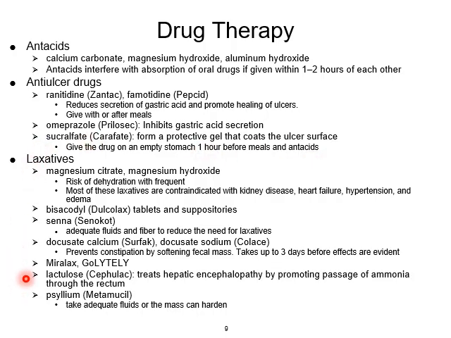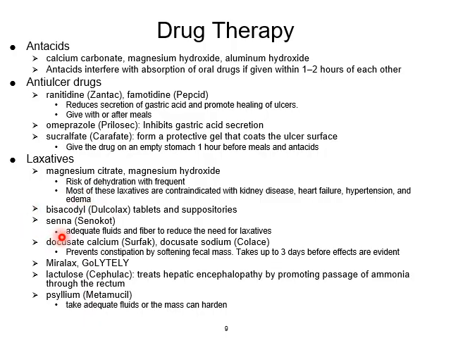Laxatives, common ones are magnesium citrate, magnesium hydroxide, bisacodyl or Dulcolax, senna or Senokot, docusate sodium. This is the more common one, Colace, Miralax or GoLytely, lactulose, and psyllium or Metamucil. So the trick for laxatives, or the nursing care for laxatives, is to make sure that our patient is drinking adequate fluids, because there is a risk for dehydration.